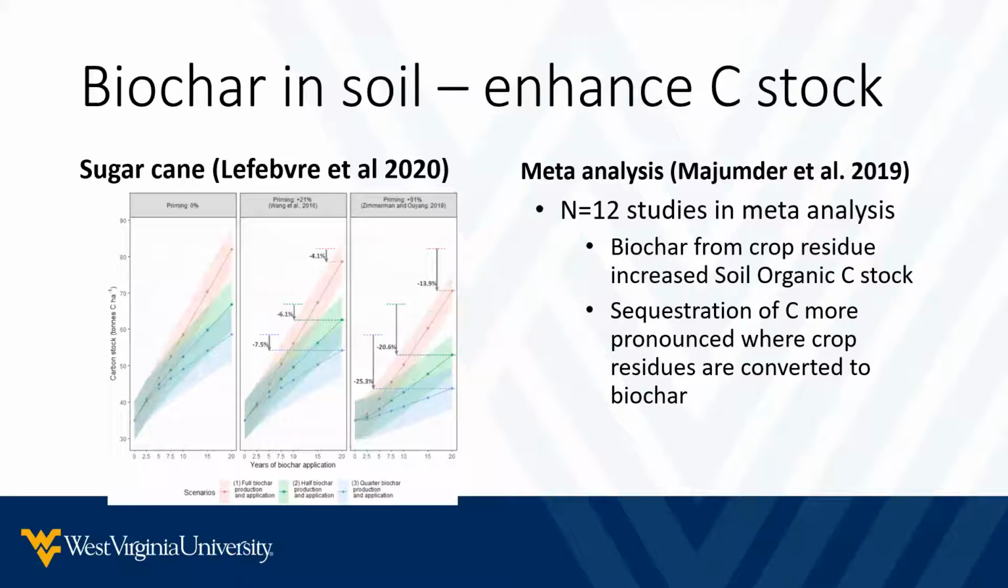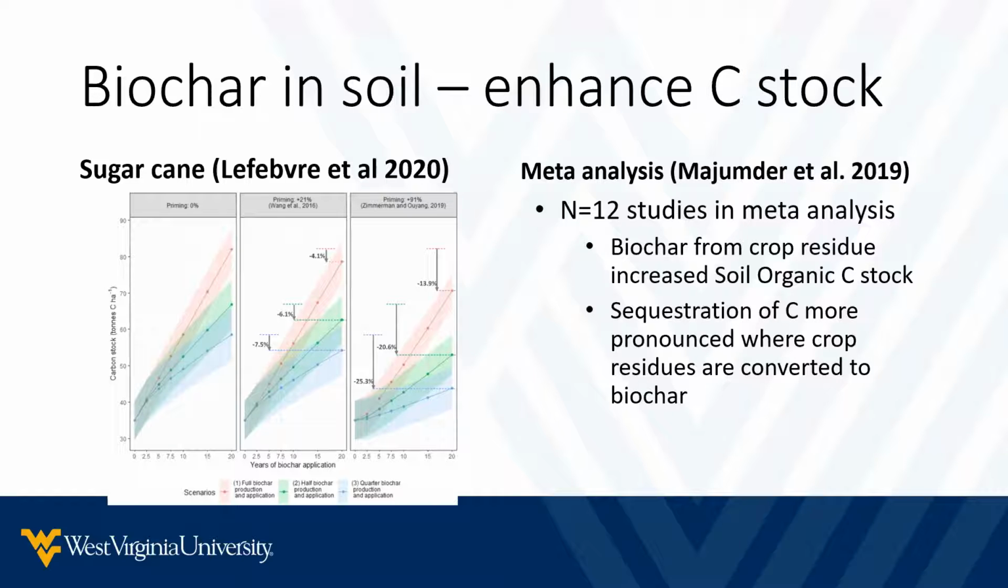If we move on to biochar and soil, from the left, this is in a sugarcane agricultural setting, published in 2020. We'll just look at the left, which has zero priming, or zero influence of the soil microbes enhancement from biochar. But if we add biochar over time, in pink, a full biochar production and application over the lifetime of these crops, we get our biggest bang for the buck in carbon stock sequestration right in the soil.